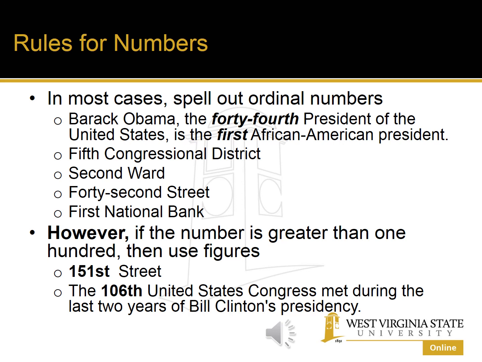However, if the number is greater than 100, then we should use figures with a designation of the ordinal number after. For example, 151st Street. We use 151 written out as a figure followed by ST. Or the 106th U.S. Congress, we would write 106 with a figure followed by TH.